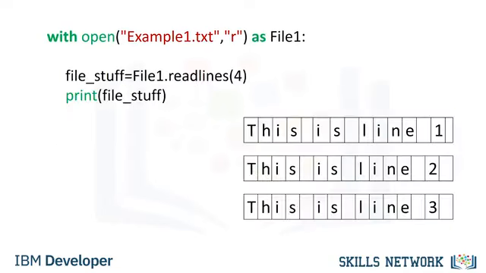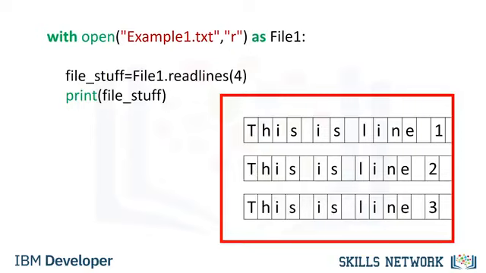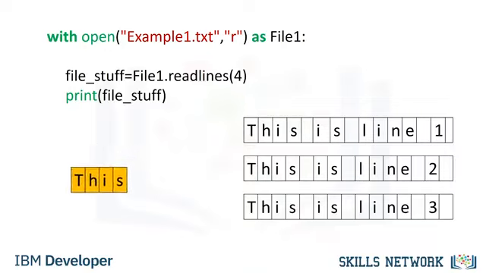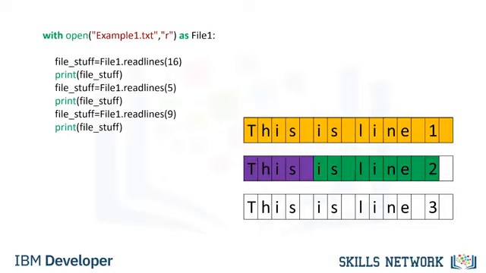Let's represent every character in a string as a grid. We can specify the number of characters we would like to read from a string as an argument to the method read. When we use a 4 as an argument in the method read, we print out the first 4 characters in the file. Each time we call the method, we will progress through the text.